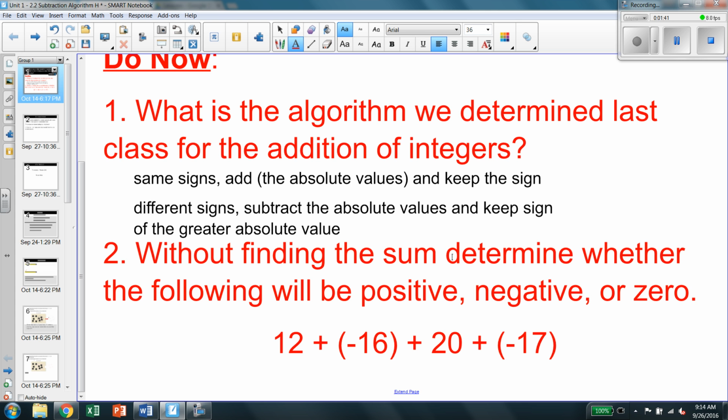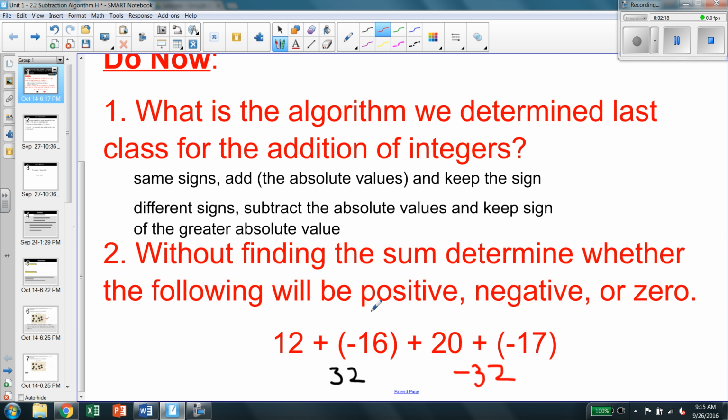So number two, without finding the sum, determine whether the following will be positive, negative, or zero. We have a whole lot going on in this expression. We have some positives and some negatives. Well, if we started combining things, 12 and 20 together would make 32 positives, and 16 red chips and 17 red chips together would make 33 red chips.